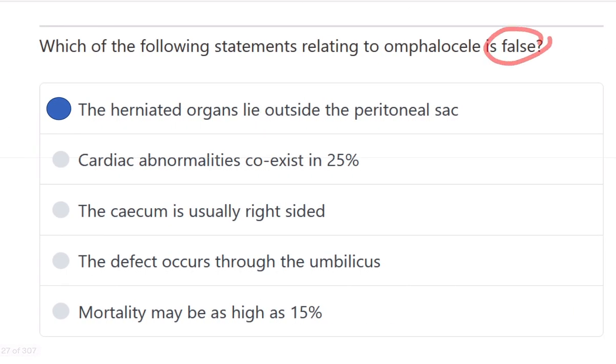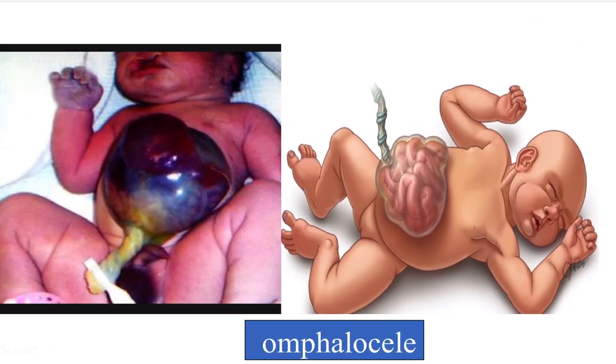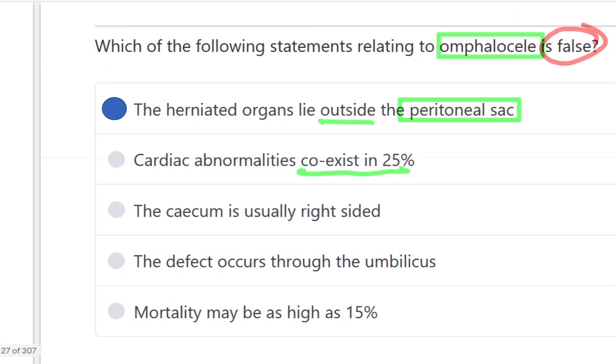So which is false regarding the omphalocele? Here we can see the herniated organ outside the peritoneal sac. It is not true, because we know in the case of the omphalocele, the peritoneal sac is present, and the herniated organ is present within the peritoneal sac. Other options, such as the cardiac abnormality may coexist in 25%. It is also true, because in the case of the omphalocele, other malformations, such as cleft lip, may be present, so other abnormalities are present.